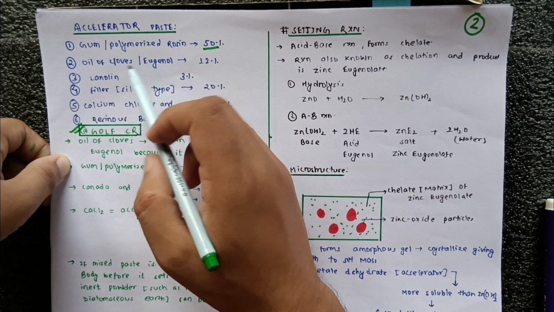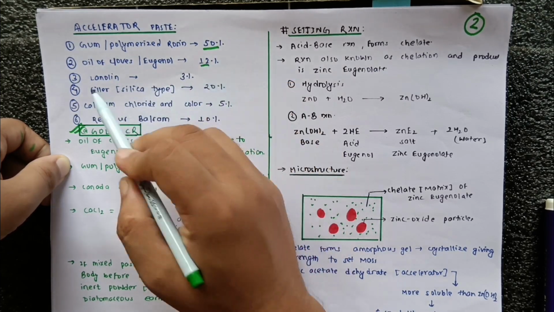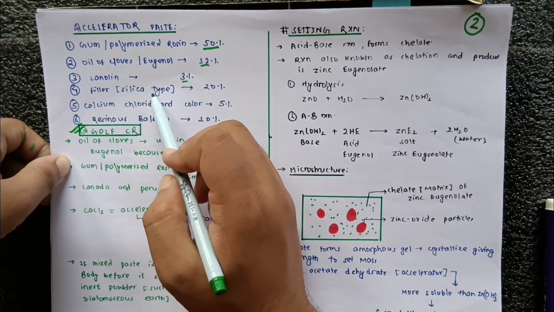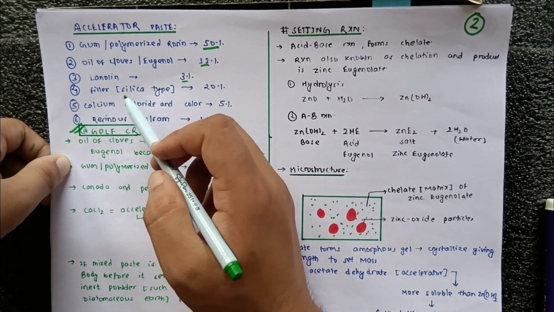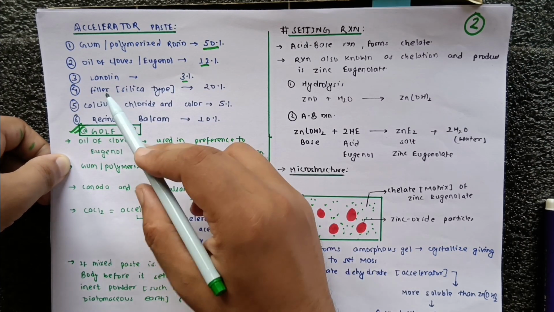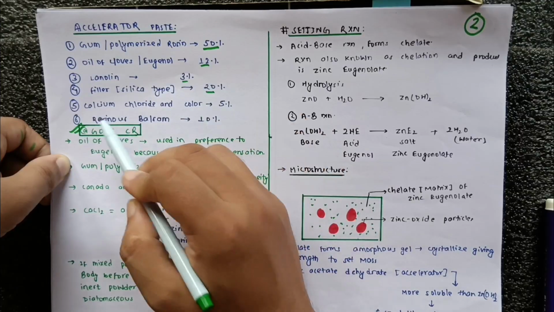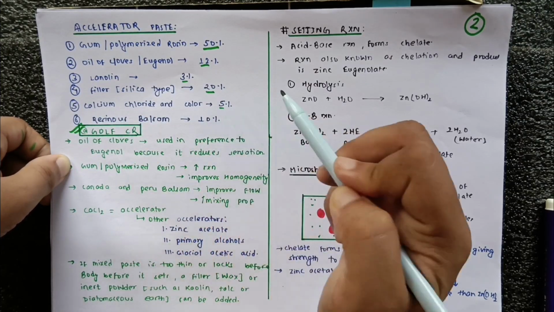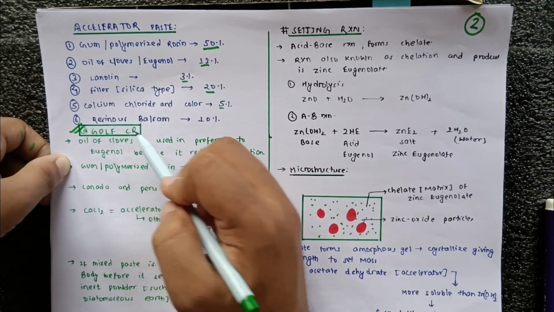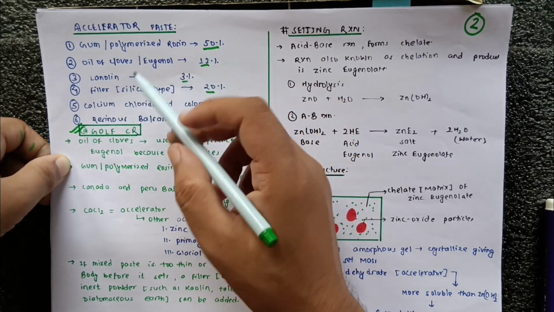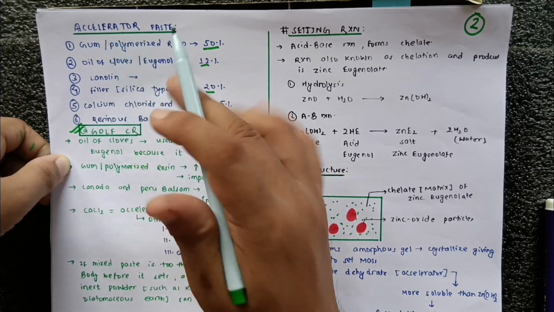The eugenol is present at 12%, and another is lanolin at 3%, and filler that is silica type. In this filler you can use other materials too, like kaolin, talc and diatomaceous earth, which is at 20%. After that, calcium chloride and color are present at 5%, and the resinous balsam is present at 10%. So we have 6 major constituents.